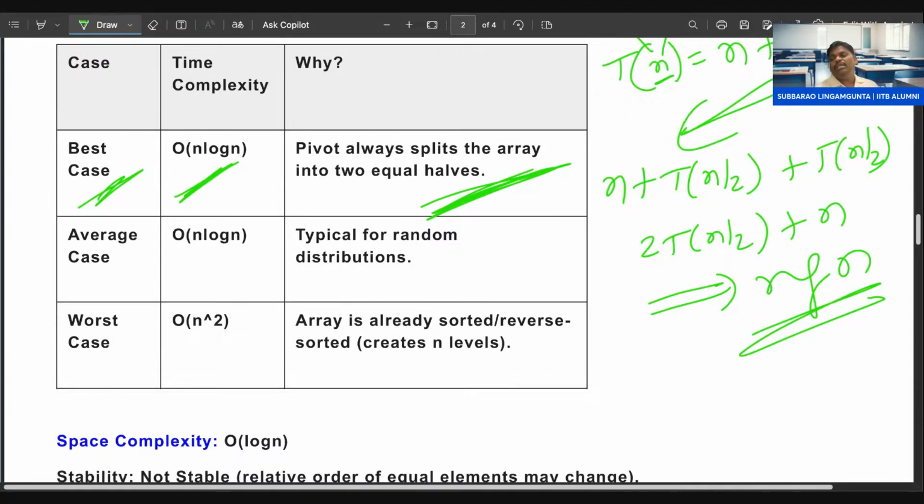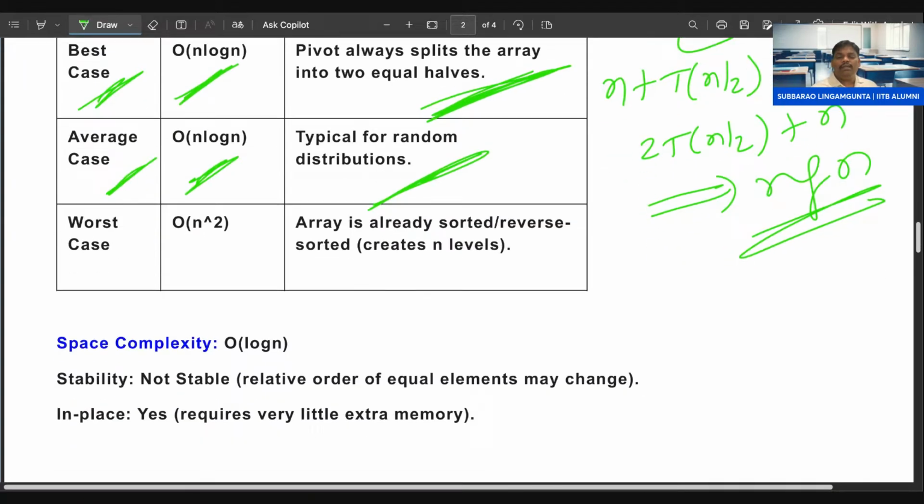Suppose many combinations happen: sometimes 50-50, sometimes one third on one side and two thirds on the other, sometimes 1/5 on one side, sorry, and the other side is 4/5. If you take all of these together, the average also becomes n log n, typical for a random distribution. Every time, not dividing the same way, all possibilities are randomly covered. It is also n log n.